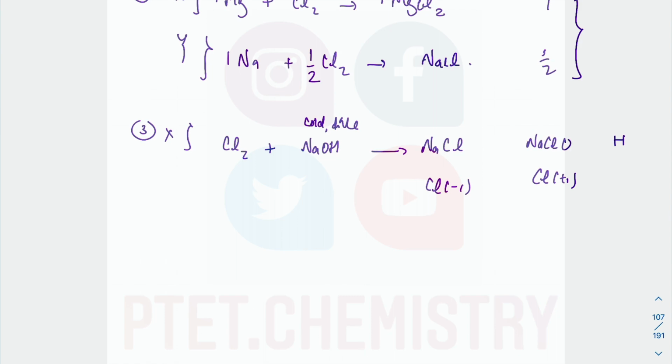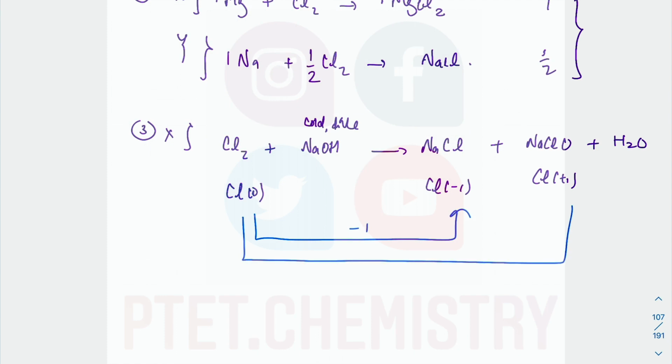So being guided by that, you have Cl2 plus NaOH, so this is your cold dilute NaOH. You will get NaCl, which is your chlorine minus 1. You will get chlorine plus 1, which is your NaClO, and you will get water. Your job now is to balance the equation. So chlorine 0 to chlorine minus 1 is a minus 1. Chlorine 0 to plus 1 is a plus 1. If you take LCM of minus 1 and plus 1, it's just 1. So basically you do not need to change anything. It's just 1 and 1 there.